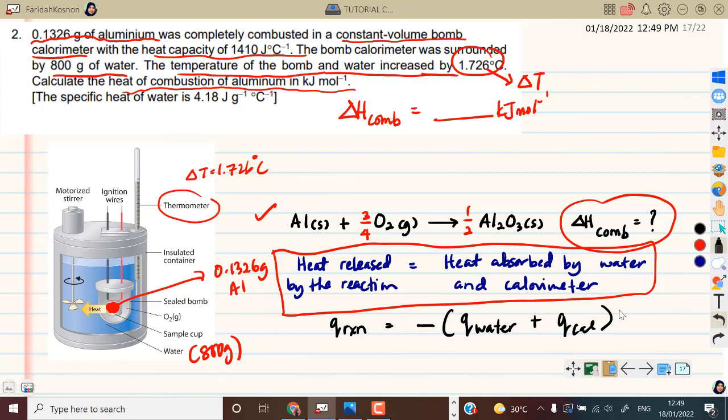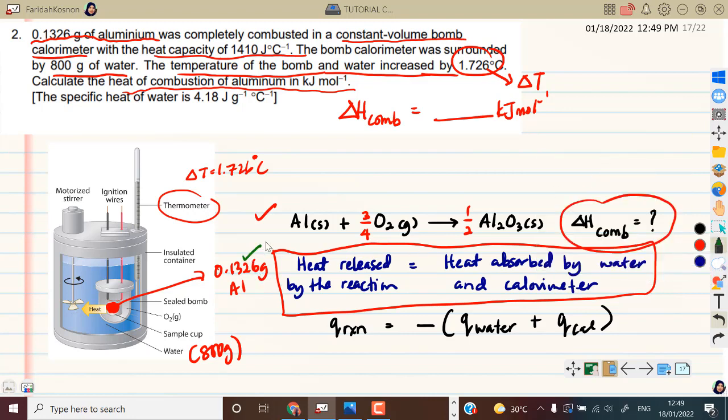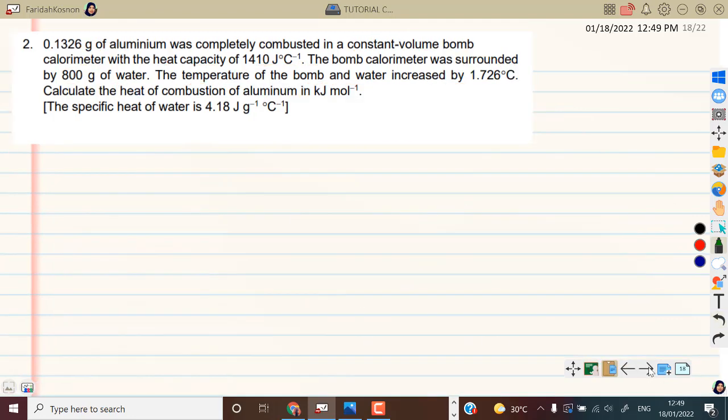Jadi, nampaklah kat sini. Kita berdasarkan maklumat yang kita ada tu, kita nak kira apa. So, you have the, okay, saya gunakan pen hijau. You have the mass of aluminium. You have the mass of water. So, bila kita ada mass of water, kita tahu specific heat capacity of water, we can calculate the heat absorbed by water. Okay, kita tahu dia punya heat capacity of the calorimeter, kita boleh kira heat absorbed by the calorimeter untuk cari Q reaction. Okay, so let's continue.